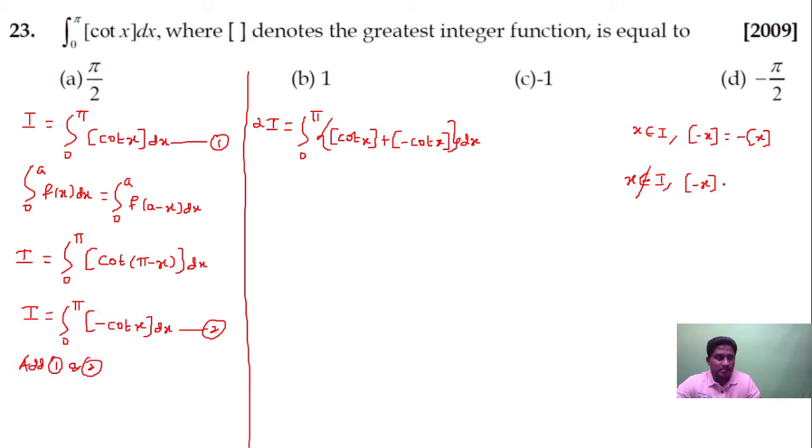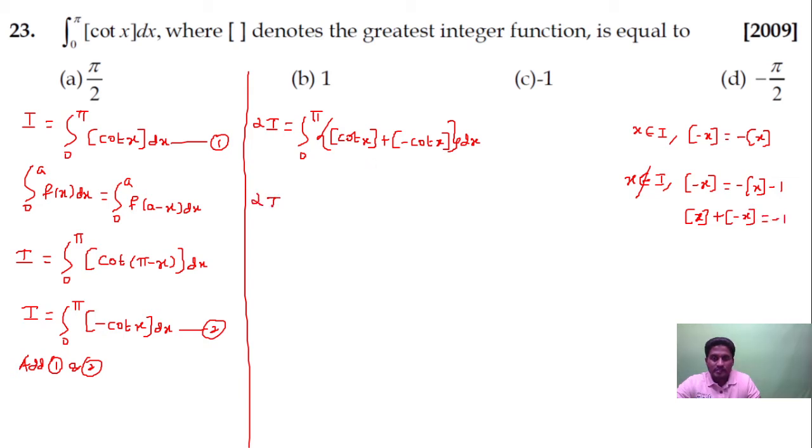Okay, if x is not an integer, floor of minus x is minus floor x minus 1. So this is equal to floor x. This is my shift on the left side. Floor x plus floor of minus x will be equal to minus 1.